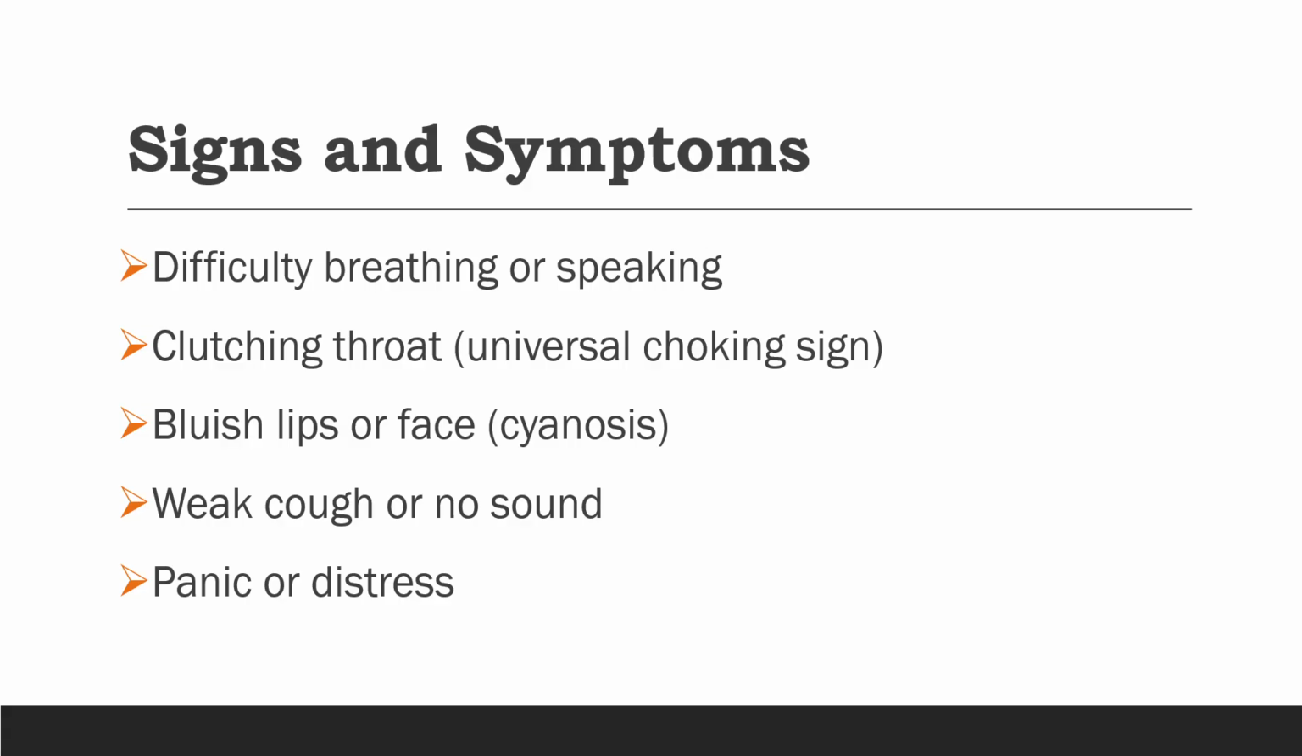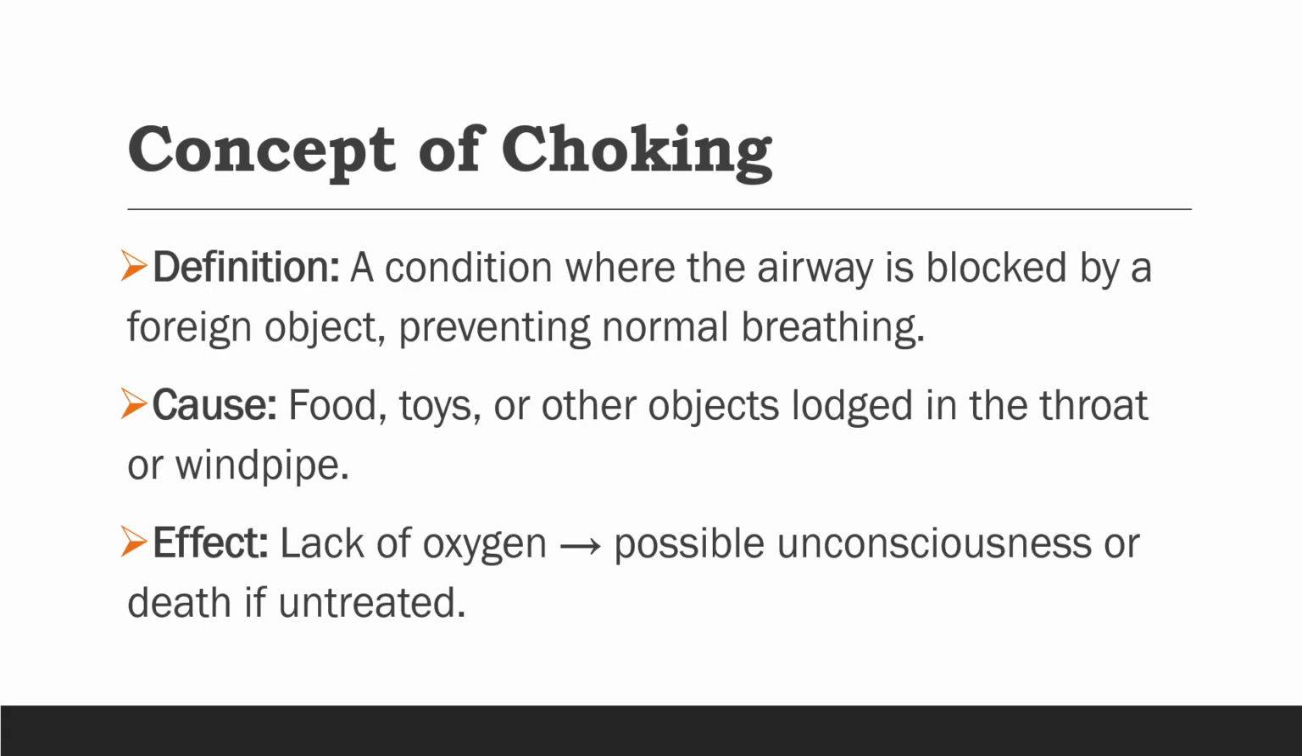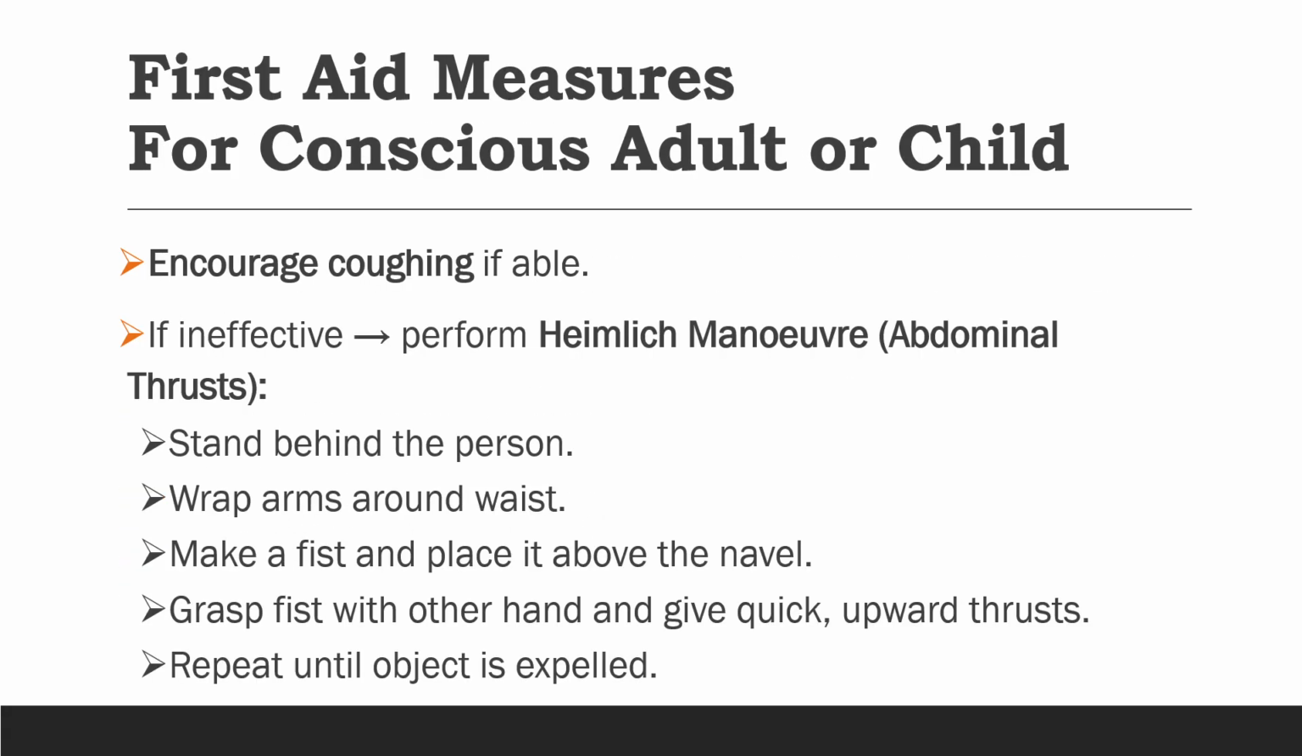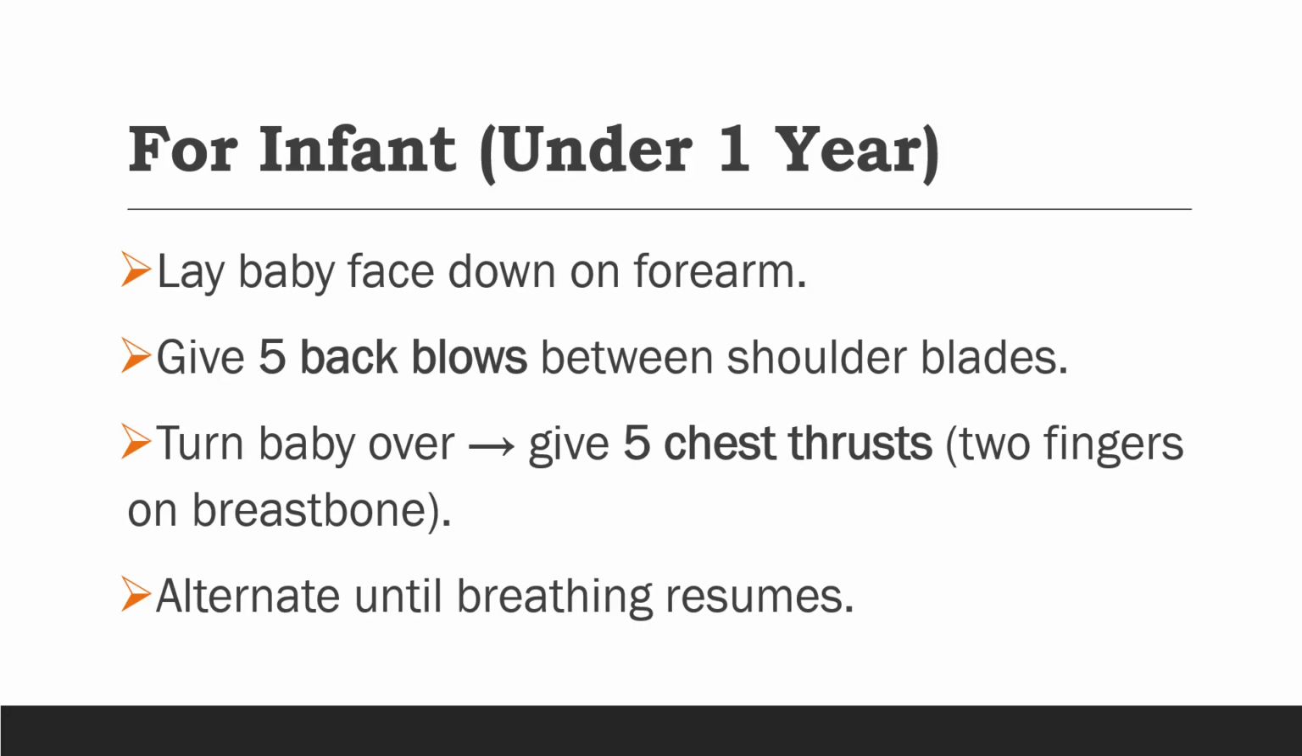When you see these kinds of symptoms, make sure that person is given first aid measures. For a conscious adult or child: encourage coughing if able. If ineffective, perform the Heimlich maneuver, abdominal thrusts. Stand behind the person, wrap arms around waist, make a fist and place it above the navel. Grasp fist with the other hand and give quick upward thrusts. Repeat until object is expelled.